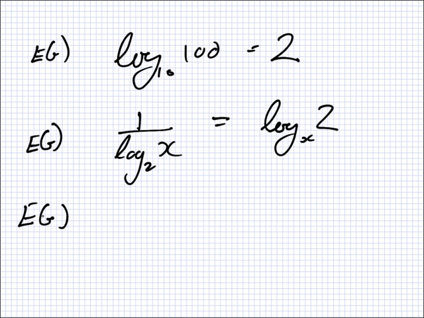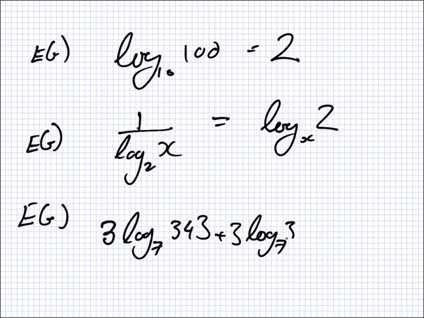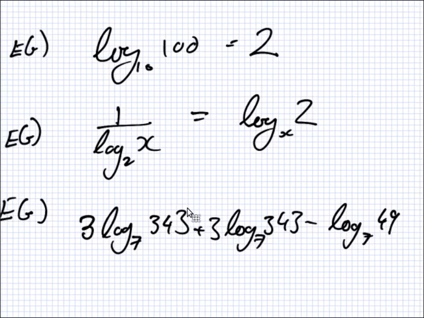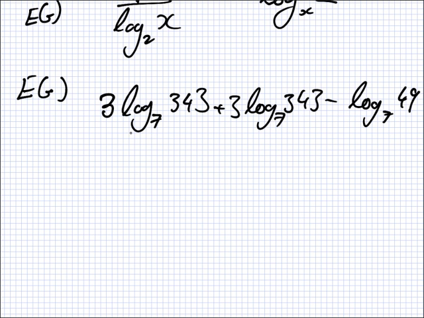Let's say something a little trickier now: 3 log base 7 of 343 plus 3 log base 7 of 343 minus log base 7 of 49. Now in the exam they sometimes say simplify without using a calculator, so again they want to see the steps. The first step is pretty straightforward. What's the first thing you can do here? Just add these together. You have 3 of them here and 3 of them here, so in total you'll have 6 of them.